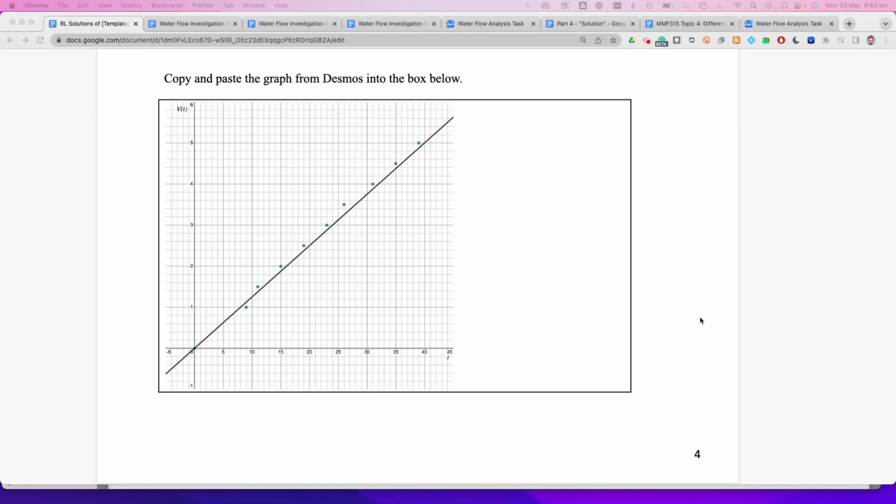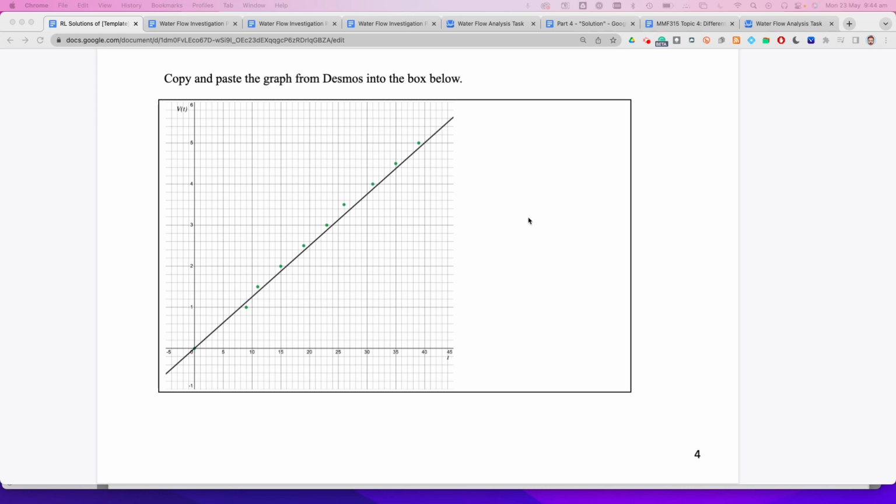So here's the graph from part one of our analysis task. And just to remind you, it was the flow of water out of the shower into a bucket, and we measured the volume of water in the bucket compared to time. And it formed a linear graph. And the question I have for you is: is the rate of change increasing, decreasing, or constant?